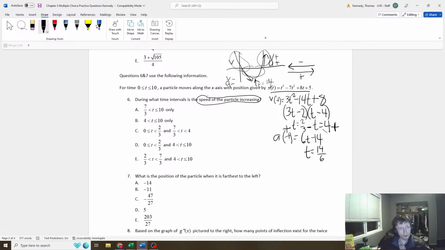So I know I want from my first critical point to that vertex here. So that's from 2/3 to 14/6, which is also known as 7/3 in the options. So I know it needs to be this one already. That already matches. And additionally, on the other side of 7/3 and 4, this area over here, we actually go a ways up into this space, and that's from 4 to 10, where the speed of the particle is also increasing.